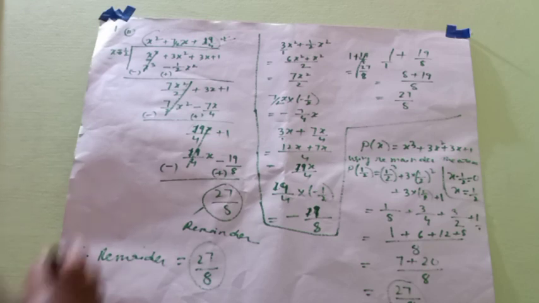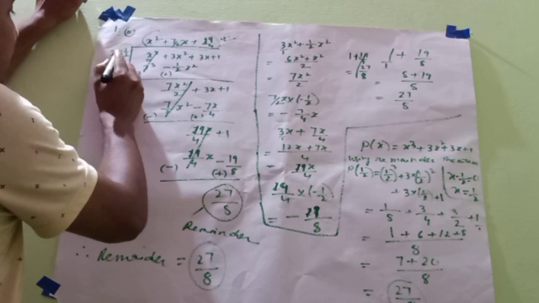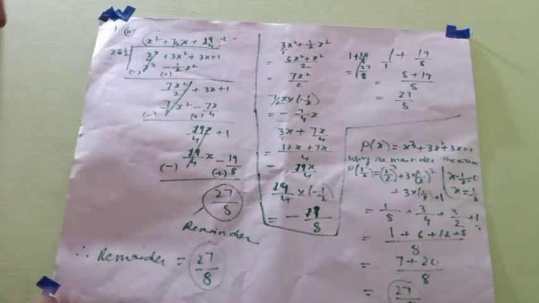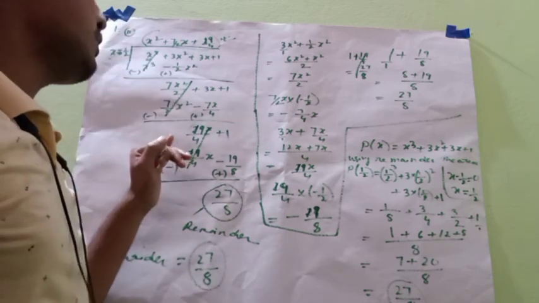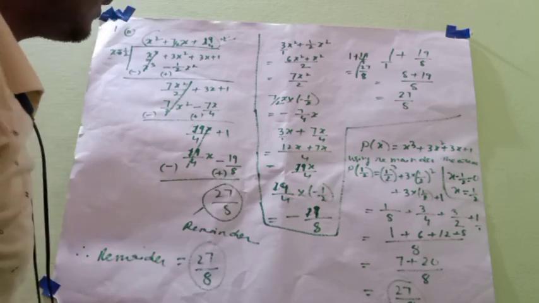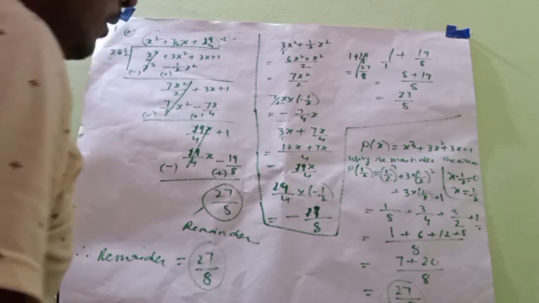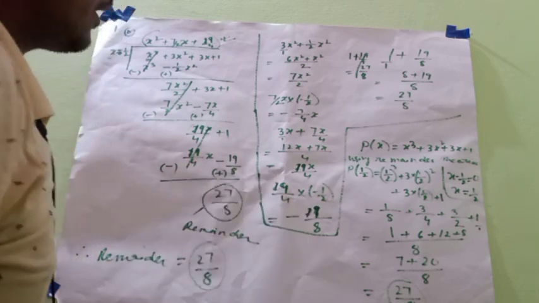Next, question number 12. Same dividend, but the divisor is different. x minus half. See, I am teaching you both the methods, means long division and remainder theorem. Okay, then you can be clear. Means you have to know both the methods.